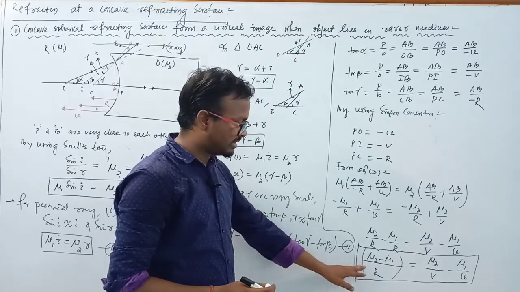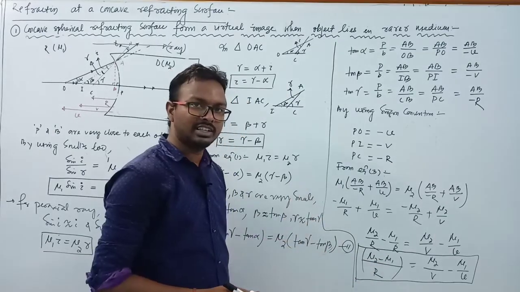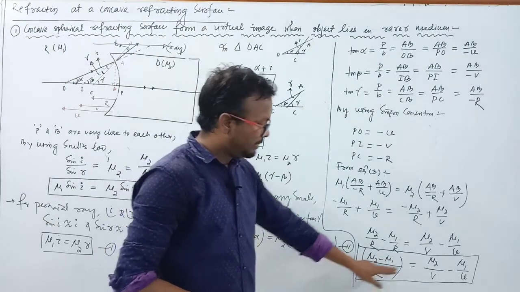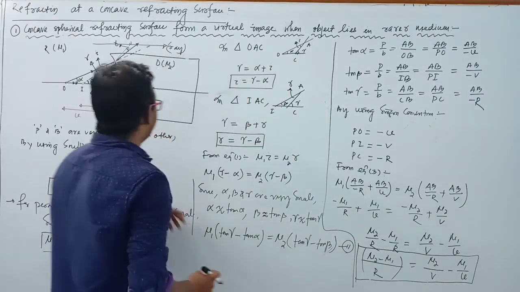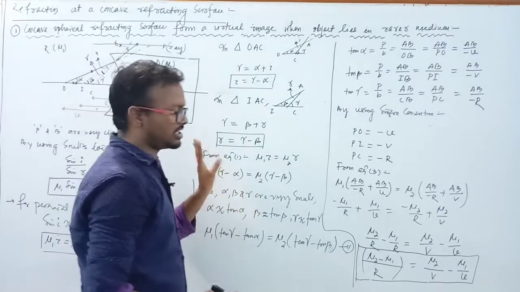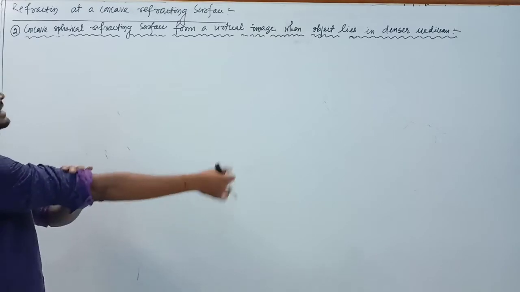So you have to remember this equation, and this is the only concept: mu2 minus mu1 by R equals mu2 by V minus mu1 by R. When a ray travels to a denser medium or any other medium, you can use this concept and solve different types of numericals. Now let's start.